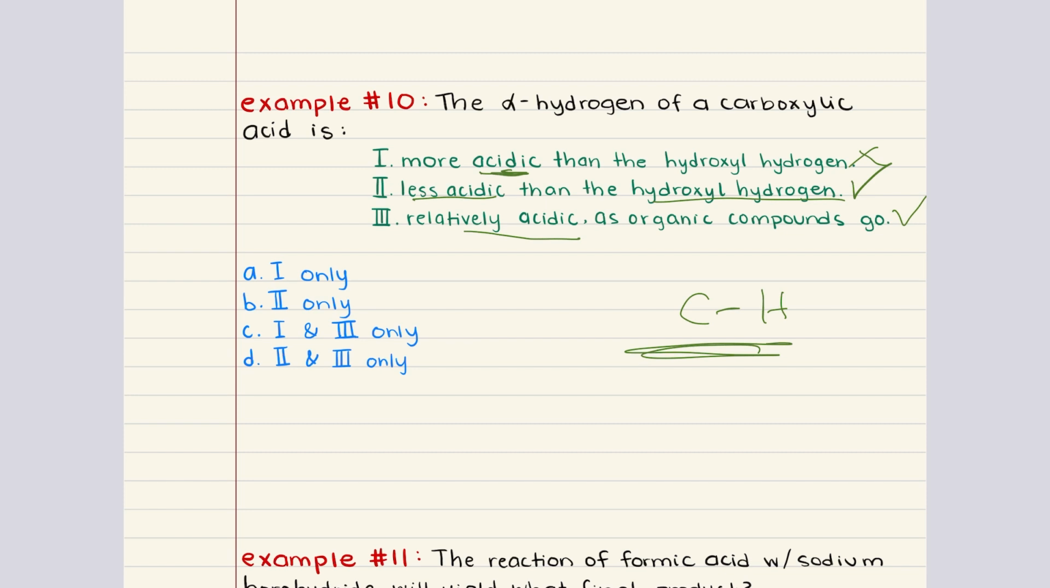This increased acidity comes from the fact that the negative charge generated after deprotonation can be stabilized by resonance with the nearby carbonyl group. So once again, statement 3 is correct. Now that we've read all 3 statements, we can conclude that statements 2 and 3 are true. So the correct answer for problem 10 is D.